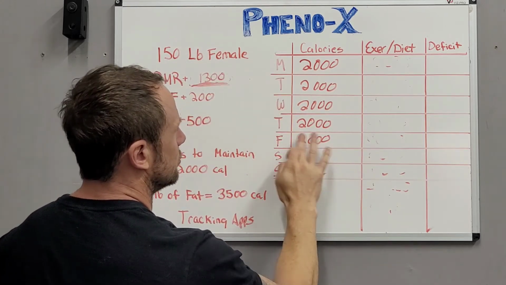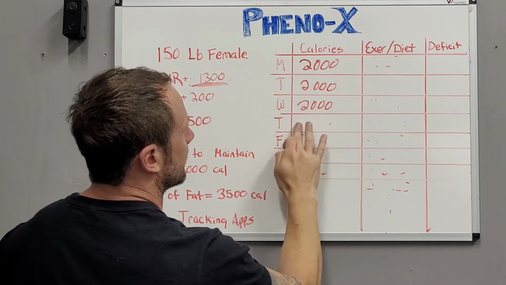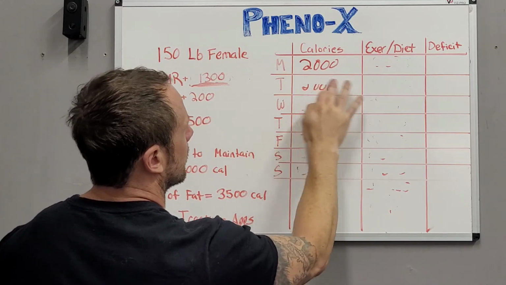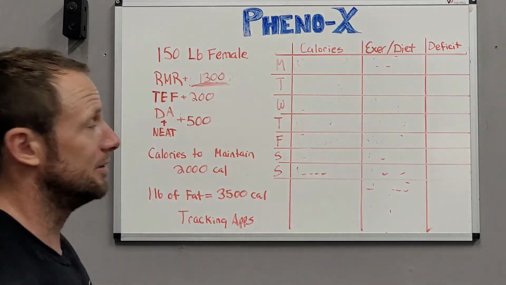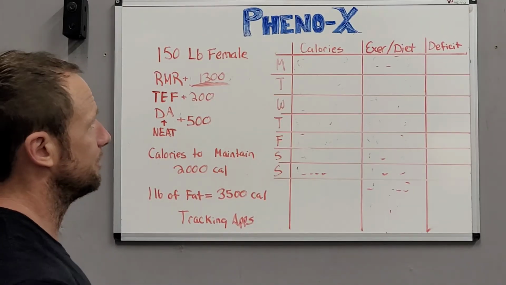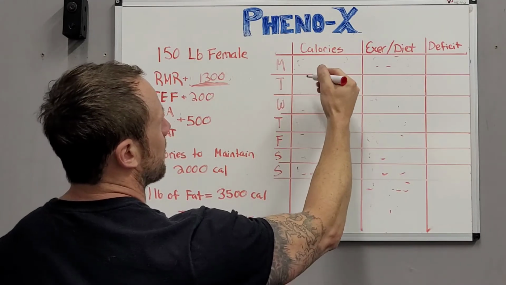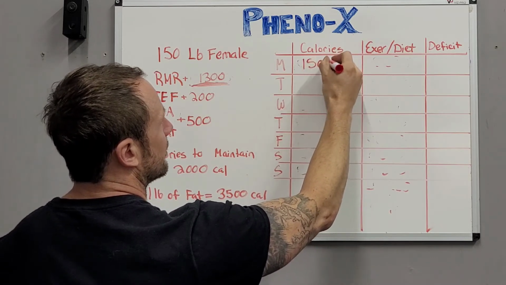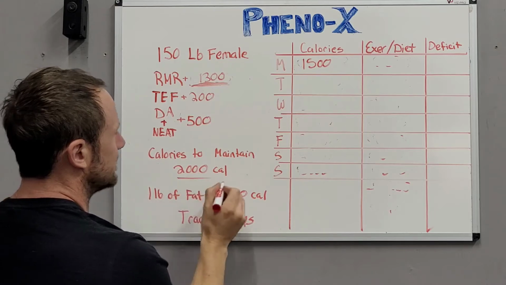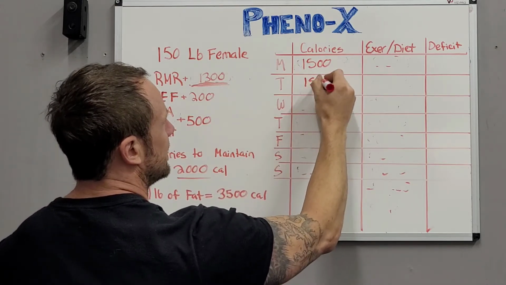Because what I want to teach you is how we can actually create the calorie deficit through your diet itself. So what we would do is eat 1,500 calories, because remember, it takes 2,000 calories to maintain. So we eat 1,500 calories.